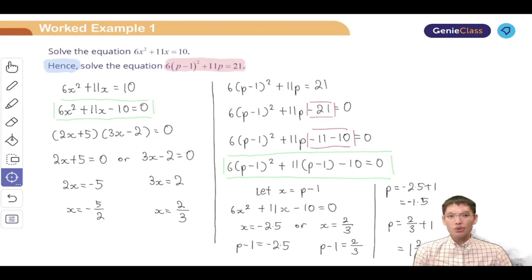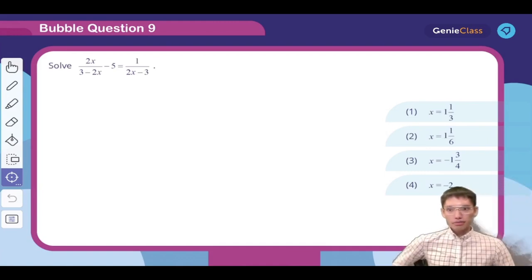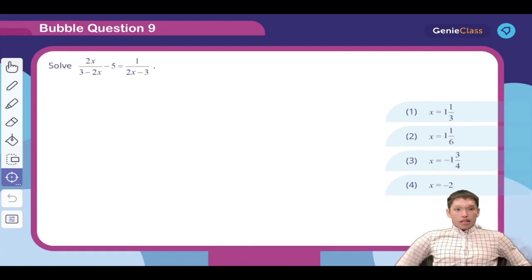Alright, 3 more bubble questions. 1 more regarding some algebraic manipulation. Let's solve this together, shall we? Launching the bubble launcher in 3, 2, 1, and let's go. Alright, very nice, doing good over here.